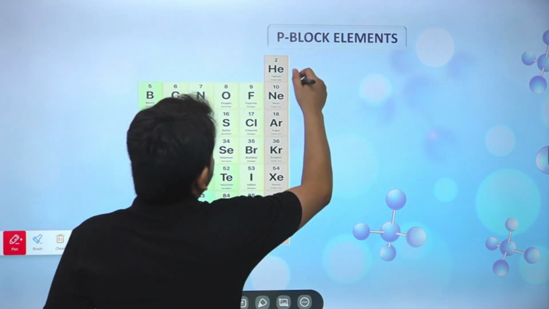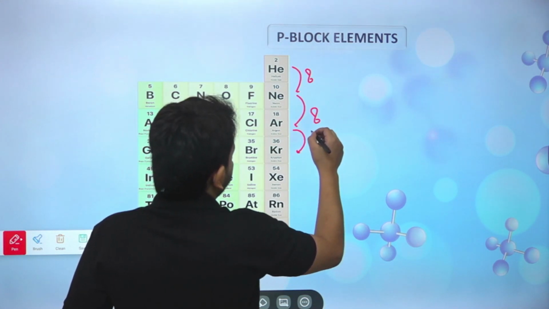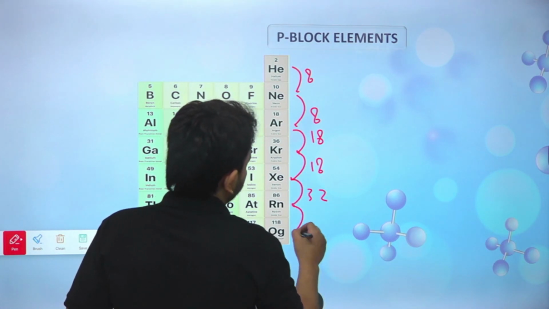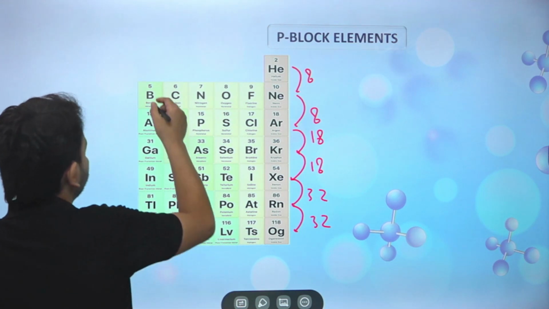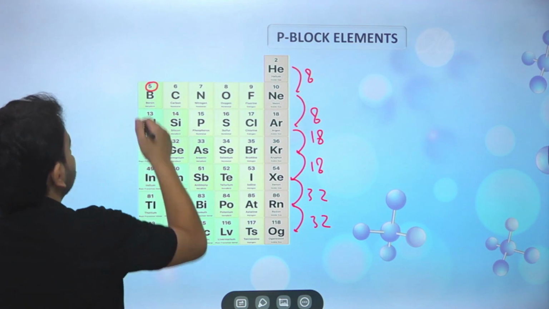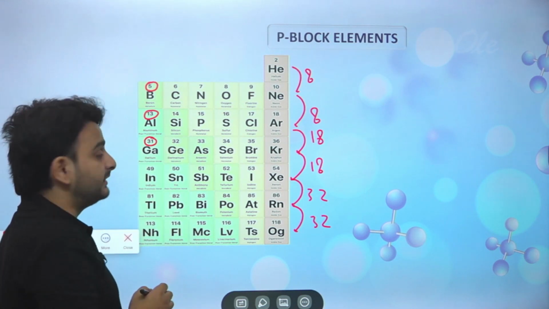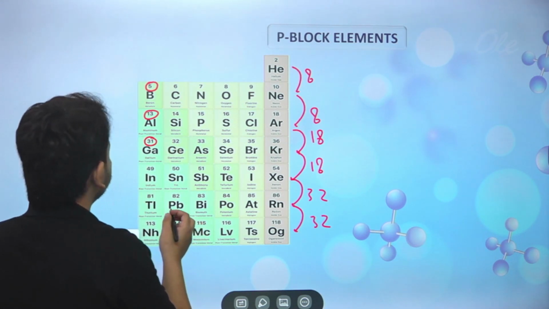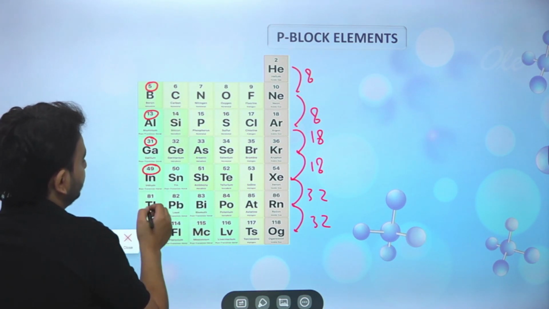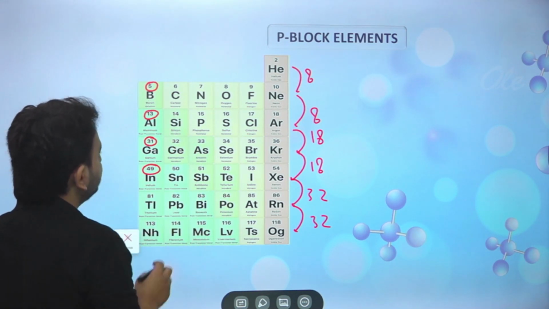So from over here there is a difference of 8, then again 8, then 18, then again 18, then 32, then again 32, right? So if you're starting with, let's say, the boron family, boron has atomic number 5, so aluminium will have atomic number 13, right? 8 is the difference, then 31, because again 18 is the difference, right? Then it will be again 18, so indium will be 49, right? So boron, aluminium, gallium, indium, thallium, perhaps you can remember.